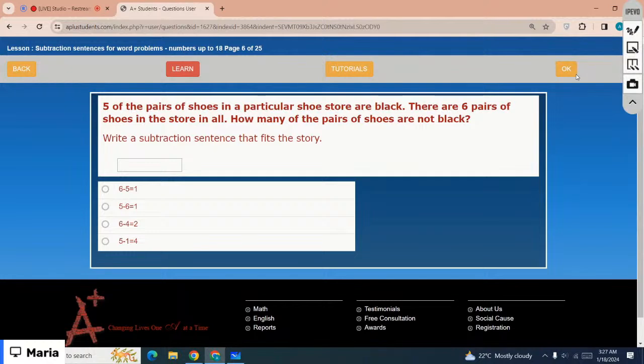5 of the pairs of shoes in a particular shoe store are black. There are 6 pairs of shoes in the store in all. How many of these pairs of shoes are not black? So which is the correct option?